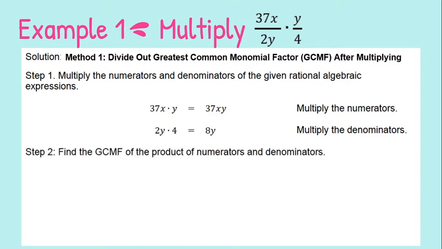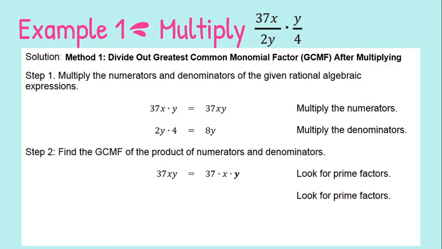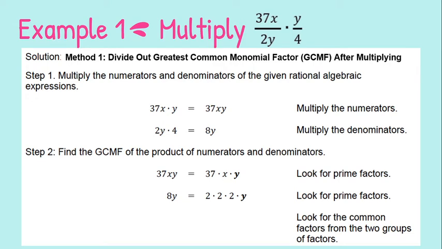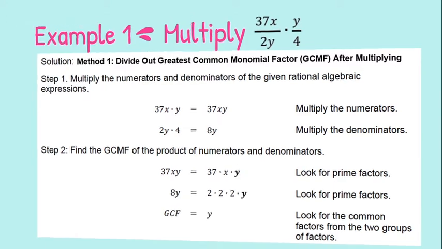Next is step 2, find the GCMF of the product of numerators and denominators. We're going to look for prime factors. For 37xy, the prime factors are 37 times x times y. For 8y, we have 2 times 2 times 2 times y. Then we look for the common factors from the two groups of factors. Here, the common factor is y, and that will be our GCF. So the GCF is y.